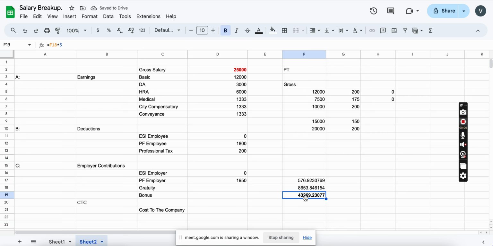Okay, if somebody's basic and DA salary is 15,000 and they have completed 5 years, then this will be their gratuity amount, 43,269. Now you can consider the basic and DA from when they joined, or when they completed 5 years. So it is the basic and DA at the time they completed 5 years.